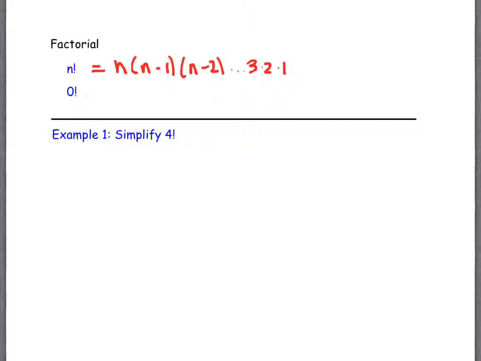Let me skip the 0 for the moment and come down here and just do an example. So if I start out this example with a 4 and then that exclamation point, it means I just take the number 1 less than that, and 1 less than that one, and 1 less than that one until I get down to the number 1, and then I multiply those numbers together. So I take 4 times 3 times 2 times 1. And what do I get? 24. Good.